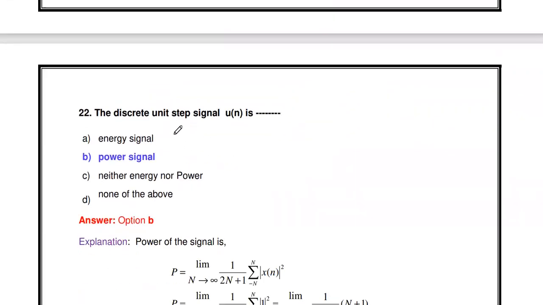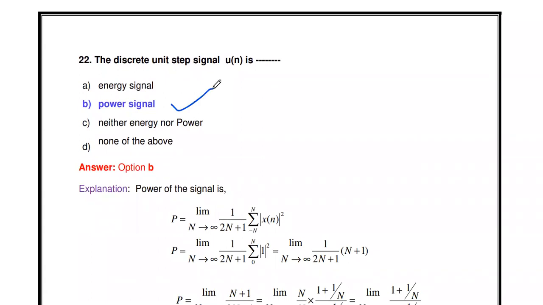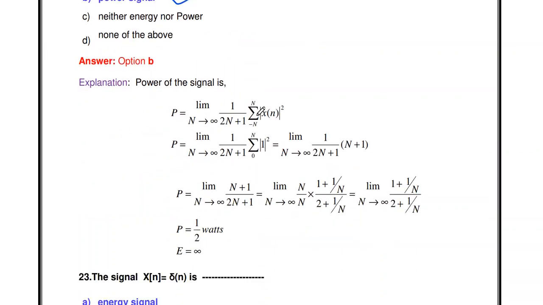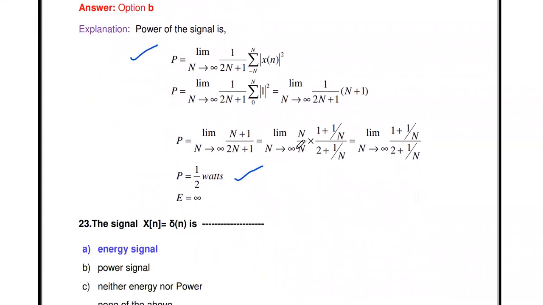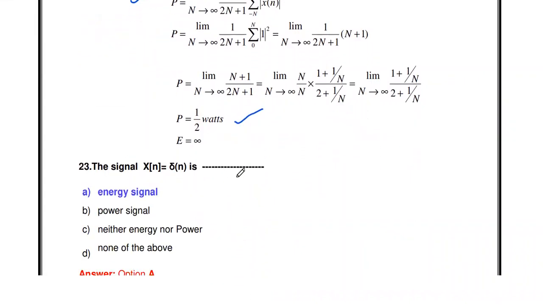Then the next question: the discrete unit step signal is a power signal. Exponential signal is an energy signal. Ramp signal is neither energy nor power signal. So this is the unit step signal problem we derived. Using the power formula, we substitute the value of x of n, and we get the power equal to 1 by 2 watts. Since the power is finite, the given signal is a power signal. So u of n is a power signal with power 1 by 2 watts, that is 0.5 watts.